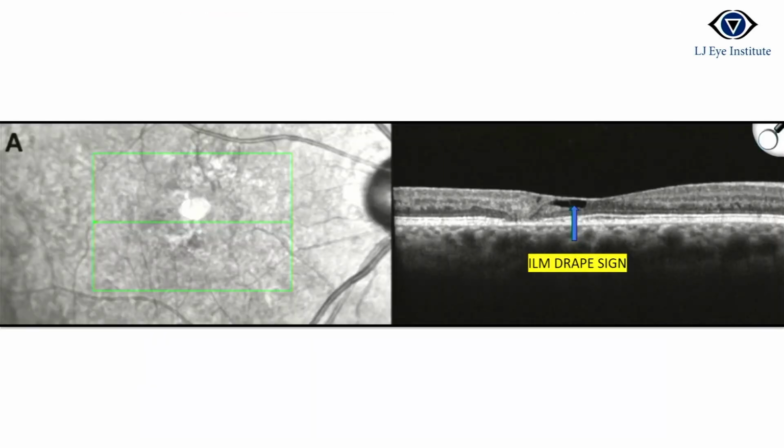Another very typical sign of MacTel is parafoveal telangiectasia. Here, this type of cystoid cavity just beneath the retinal surface, we tend to diagnose it as macular edema and try to give anti-VEGF. But this patient will not respond because this is just a cystoid cavity, not leaking, and this is known as the ILM drape sign. This is also very classic of parafoveal telangiectasia.